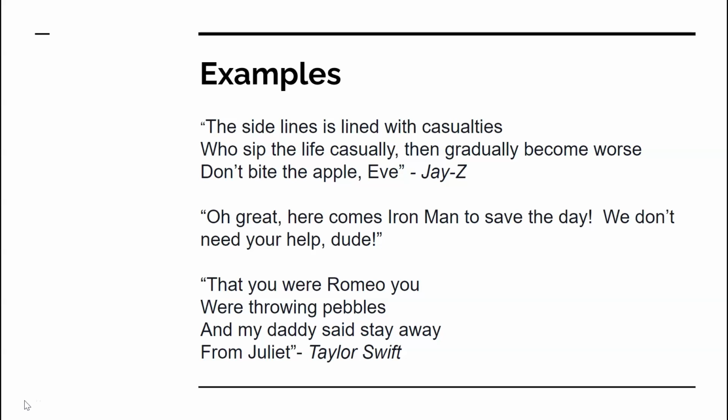Finally, we have this piece from Taylor Swift here: "You were Romeo, you were throwing pebbles, and my daddy said stay away from Juliet." So our allusion here is Romeo and Juliet from the famous play by William Shakespeare. Now, what's being emphasized here? Well, Romeo and Juliet, famous lovers, famous people who were in love. So Taylor Swift is utilizing the idea that these two people, her and this other person, are deeply in love. But there's also the implication there that their love is going to be troubled or that people don't want them to be together, as is the case with Romeo and Juliet as well.